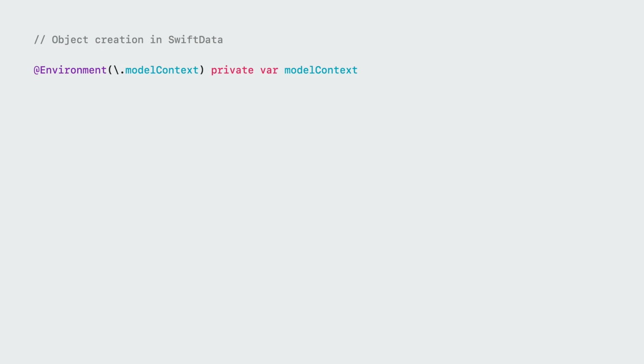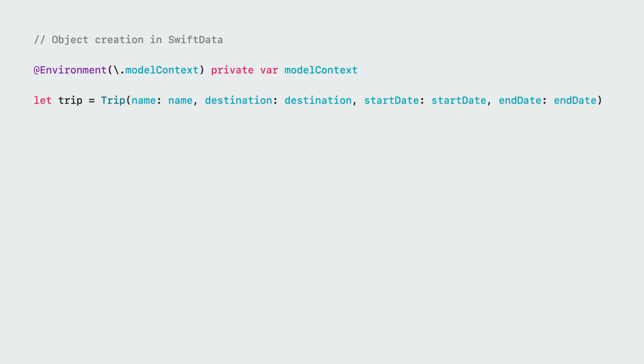In SwiftData, I can create a new instance of Trip with this line of code, which is already comparatively more legible. Once I have this new trip, I insert it into the model context to ensure that it is persisted. Now that my trip is being persisted, I want to look at how I can save it and any future changes that I make to it.